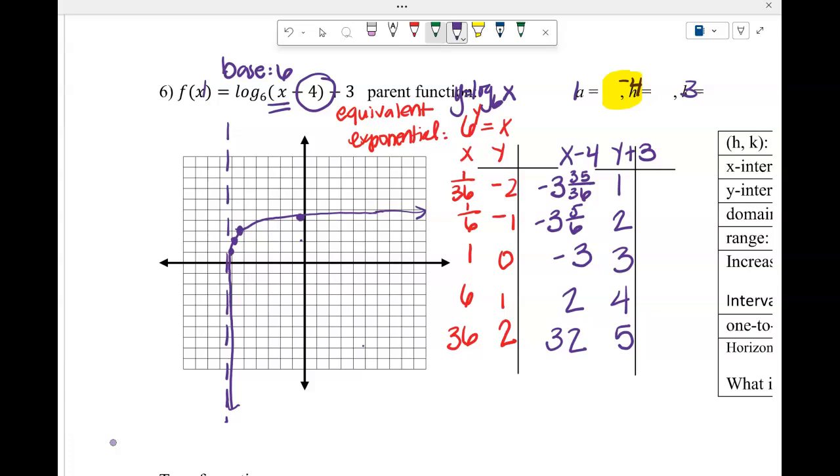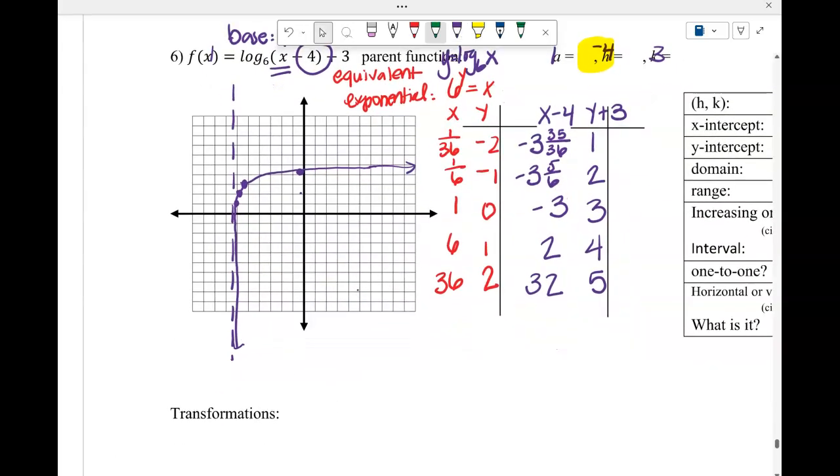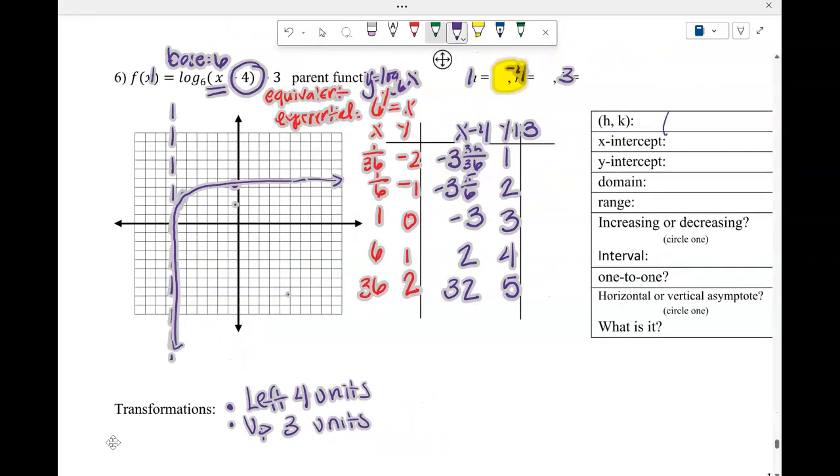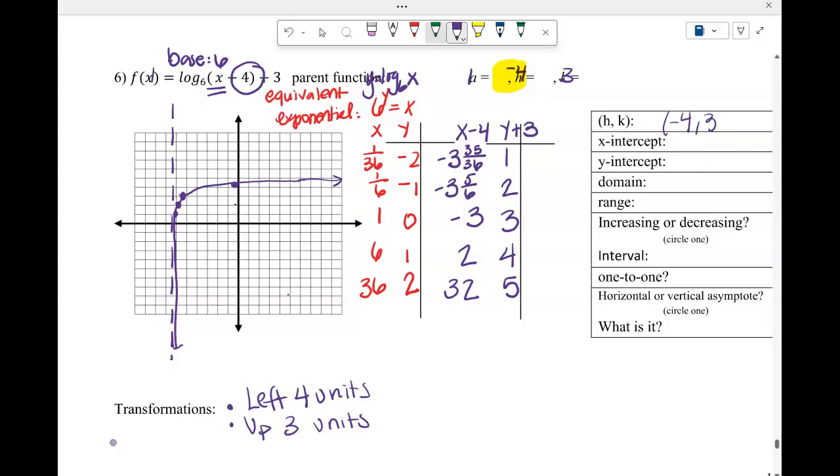We do have 2 transformations, so let's go and write those out. We have an h value being negative 4, guys, so left 4 units. And then we have a k value of 3, so we're going to go up 3 units. Okay, let's quickly fill out the h and k. Negative 4, comma 3. X-intercept, it does cross, so we're going to have to wait and solve that manually. We also have a y-intercept, so let's wait and solve for that as well.